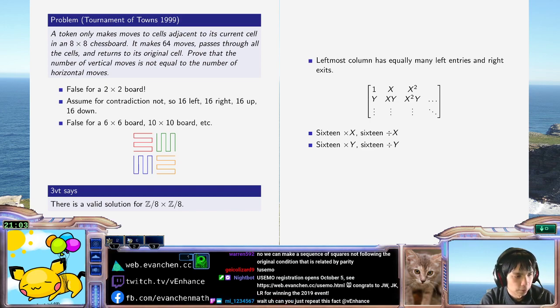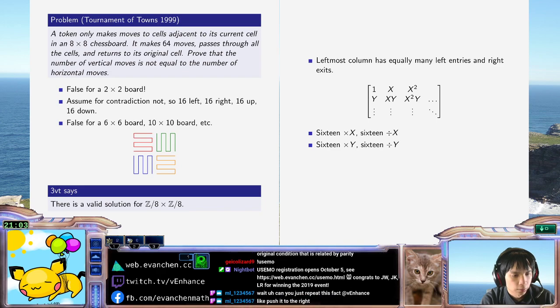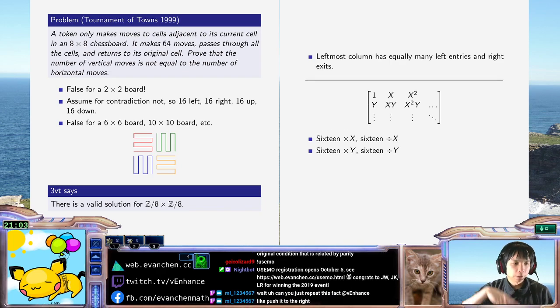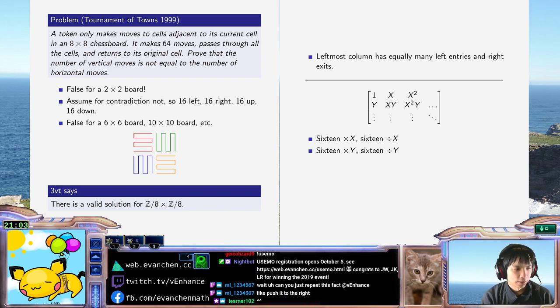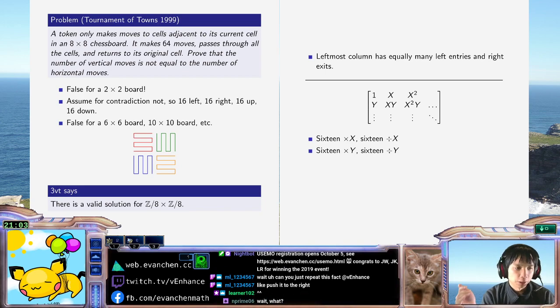But just wait, right? Let's look at the leftmost column. You stay with up and down moves inside the column. So you can only enter the column from the left or from the right, and exit from the right. Yeah, so let's keep repeating this, and hence it's true for every column. So you look at the second column, there's equally many left exits as right.